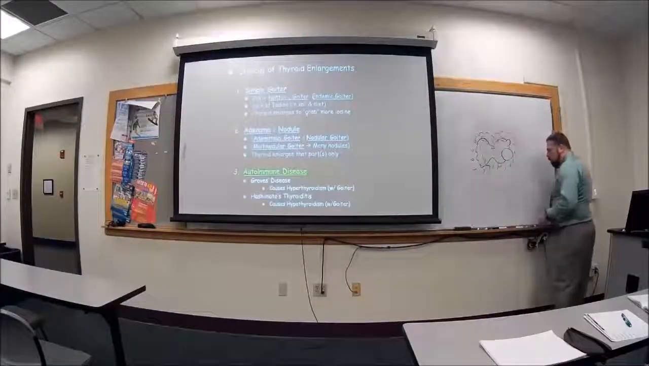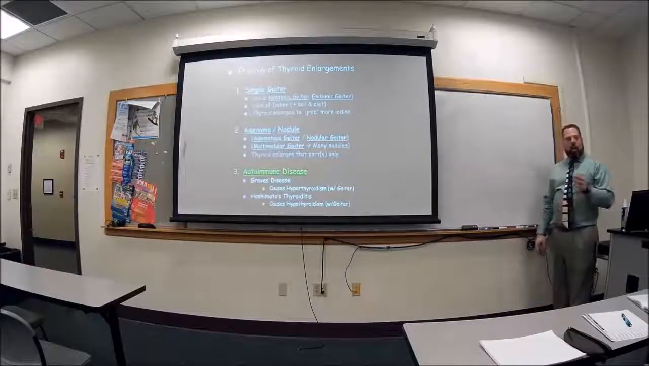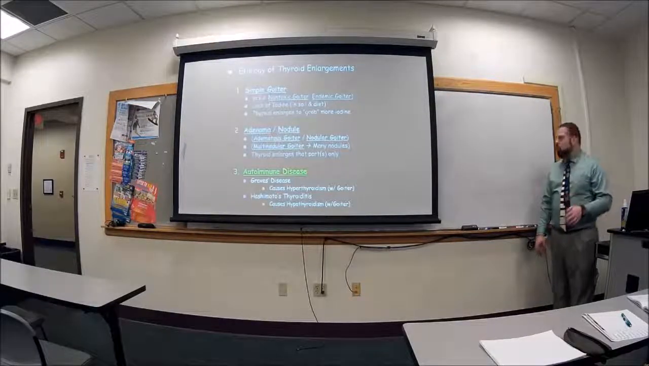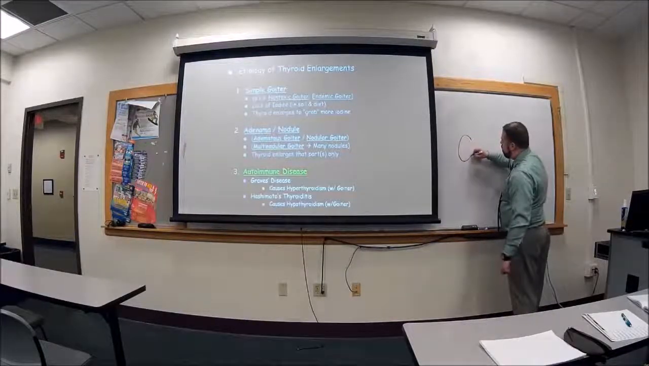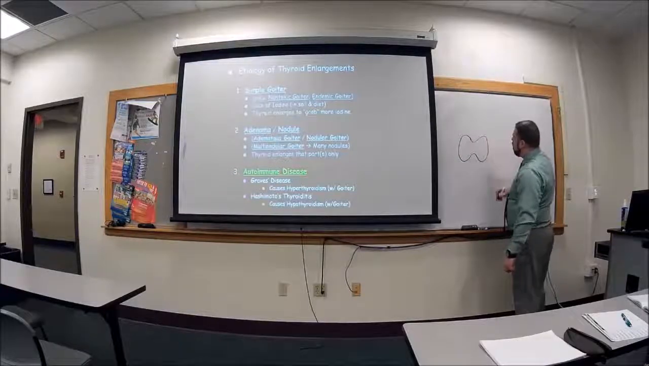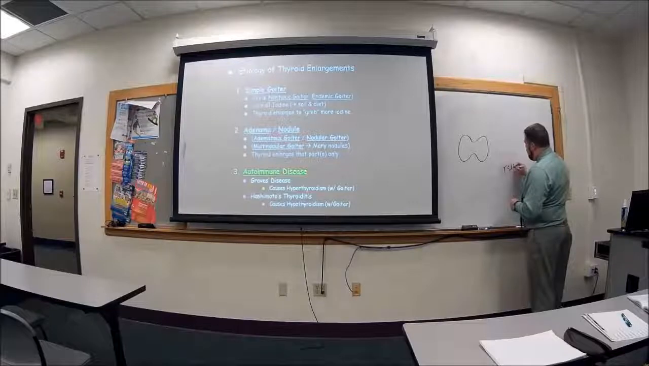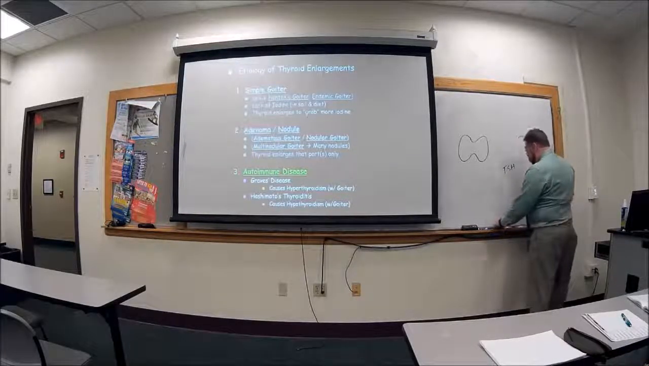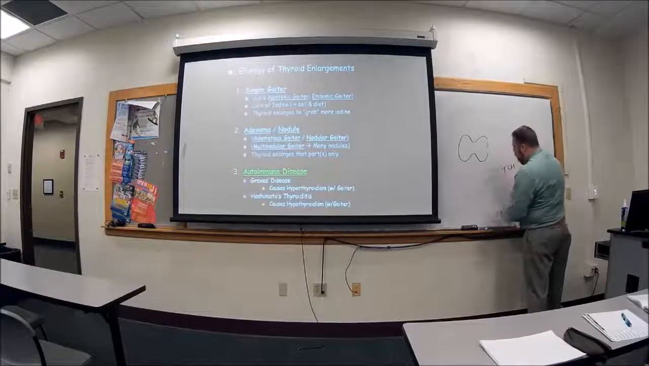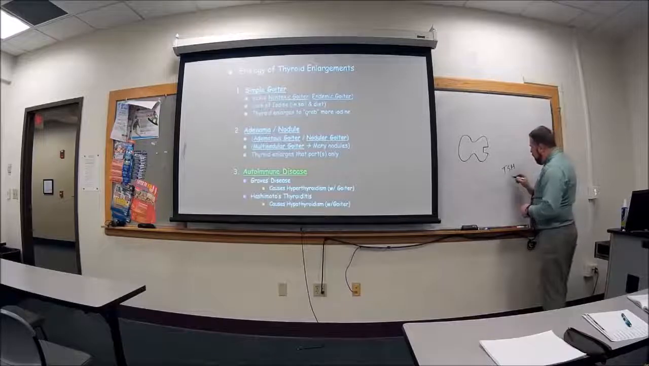Then we could also have autoimmune diseases. You have Graves' disease or Hashimoto's. These are autoimmune diseases. Now, if we have our thyroid here, and we have TSH, the receptor for the TSH is going to be here, and the TSH will look like this.